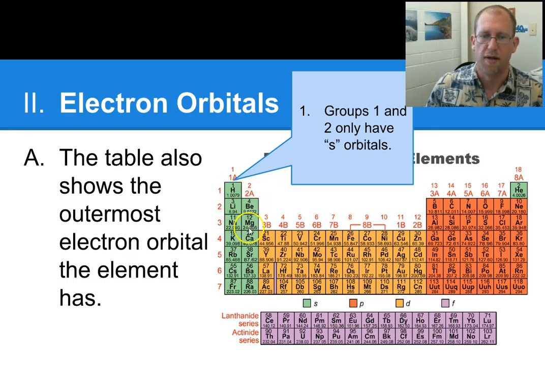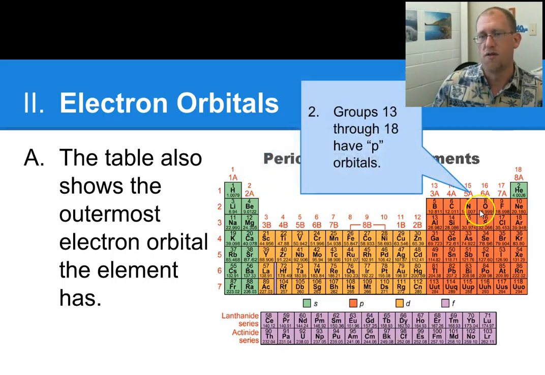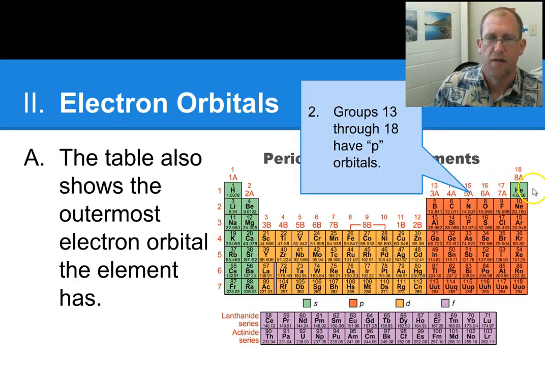Hydrogen, lithium, beryllium, magnesium, rubidium, barium, francium, all of these guys here, they all have an s orbital as their outermost energy level. Okay, the electrons over here, they have a p orbital as their outermost energy level. Now, the helium is kind of strange.